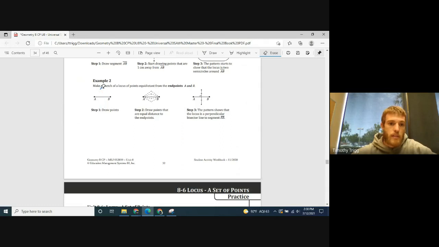Okay, hopefully you can see that there. Okay. So those are some examples of what they're talking about when they mean a locus of points. You're just drawing every point that fits that description. Then eventually you'll create something and you'll just describe it.